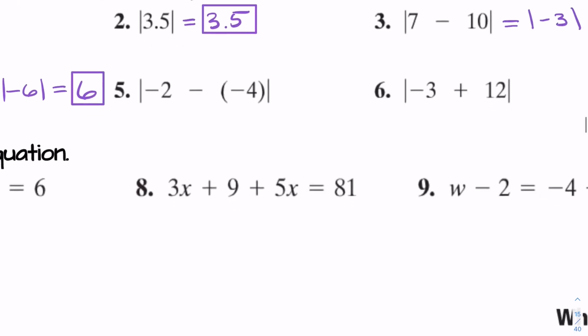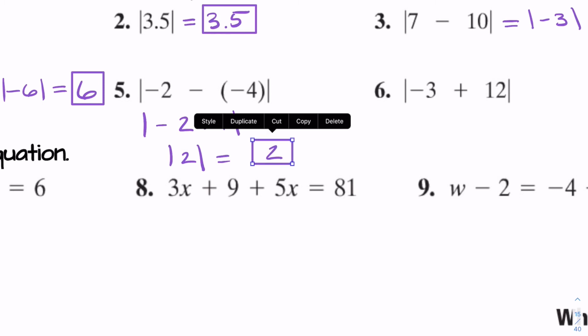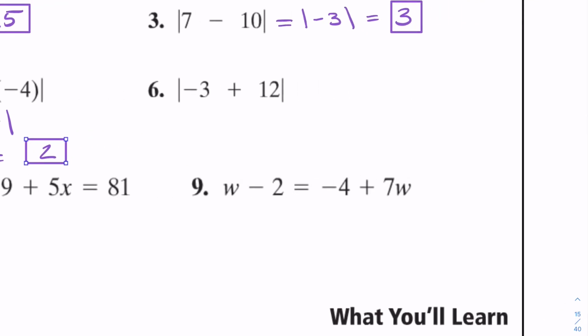Here we have, this one's a little bit difficult. It's going to be negative 2 plus 4. So it's the absolute value of 2. Don't forget, a negative, you've got to do that work first, because we're applying a negative to another negative. So it becomes a positive. So the absolute value of 2 is 2. All right, and the last one is going to be the absolute value of 9, which is 9.